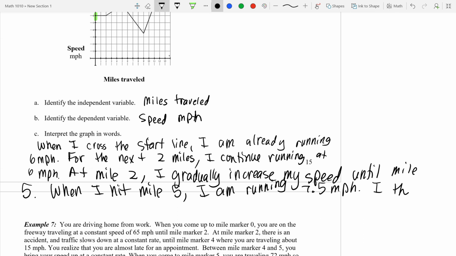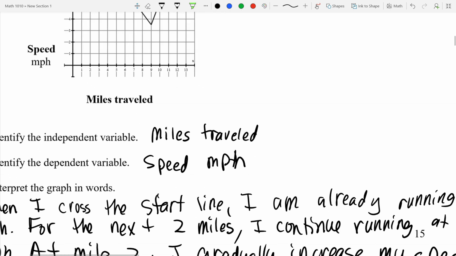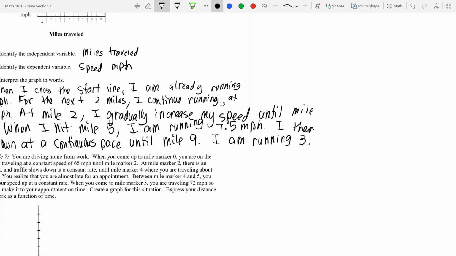I then slow down at a continuous pace. That's because the line is straight. At a continuous pace until mile 9. I am running, what is that number? 3.5. I am running 3.5 miles per hour at mile 9.